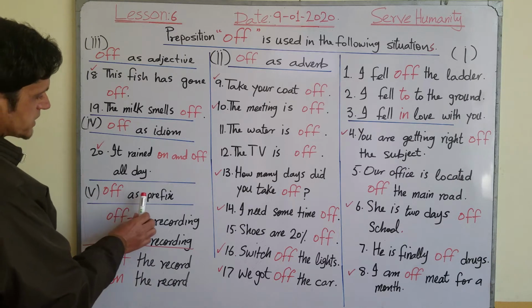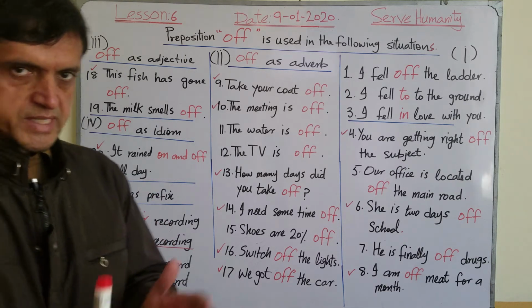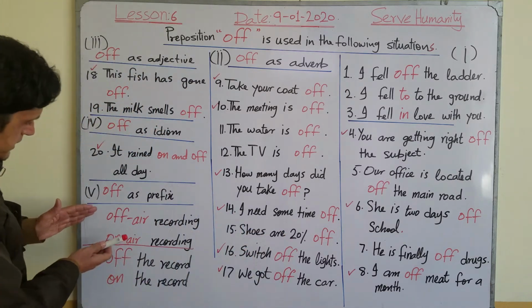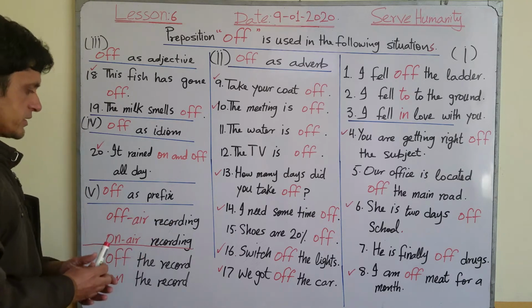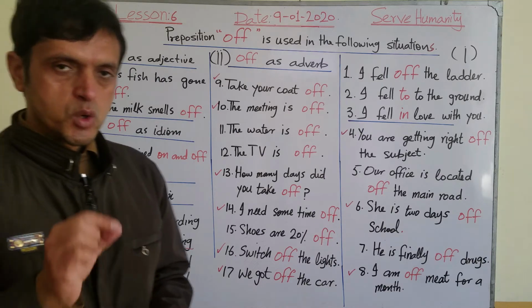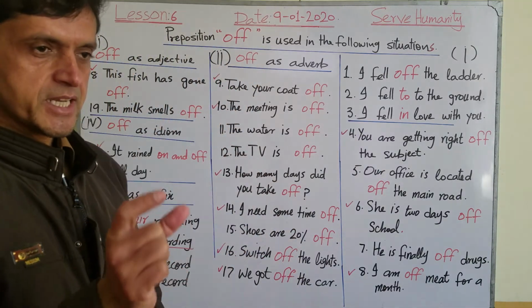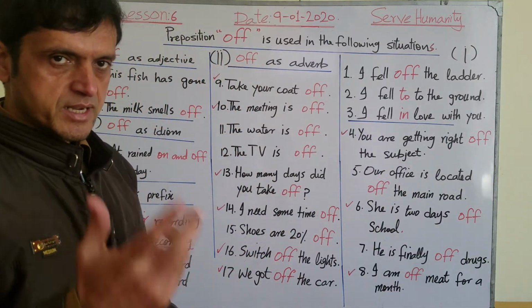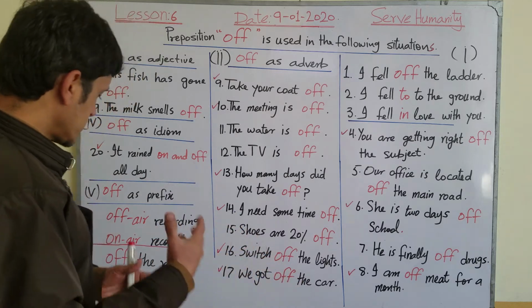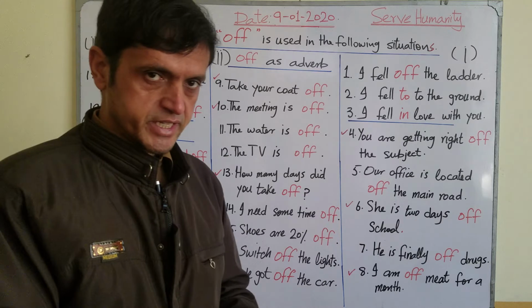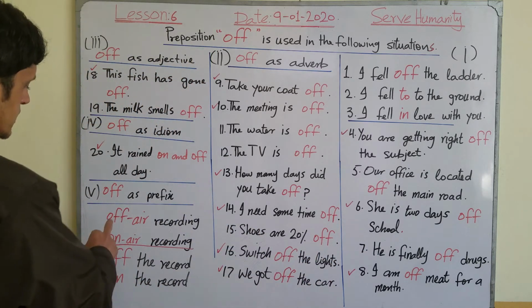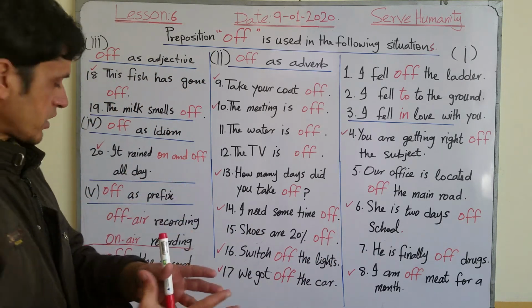Okay, so off as a prefix. We can also use off as a prefix, as in this sentence. You can say off air recording. Yes, this is off air recording. It means that this will not be broadcast on any television or any other electronic media.